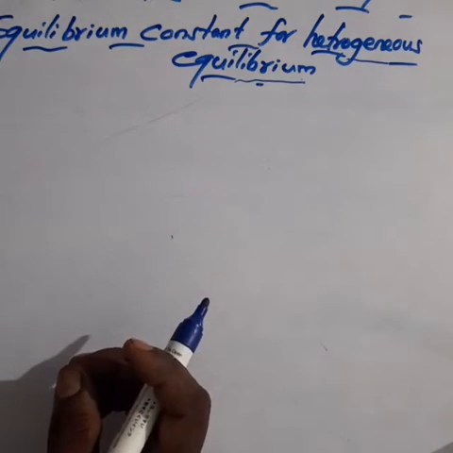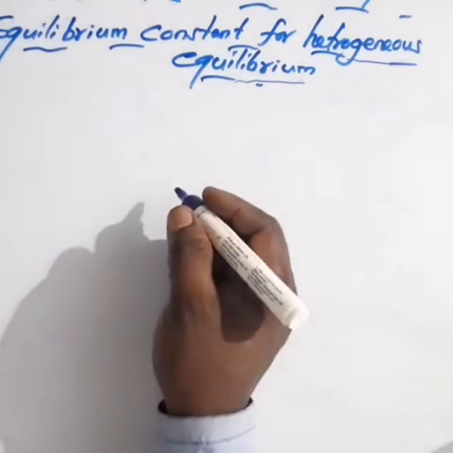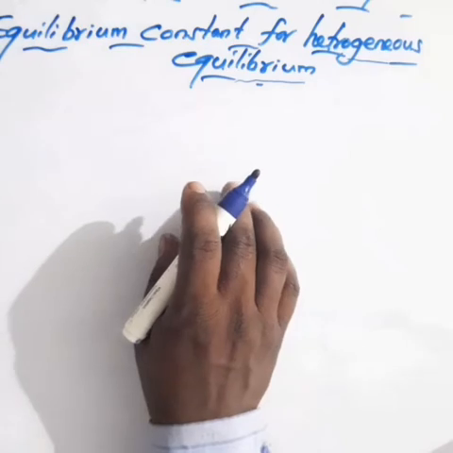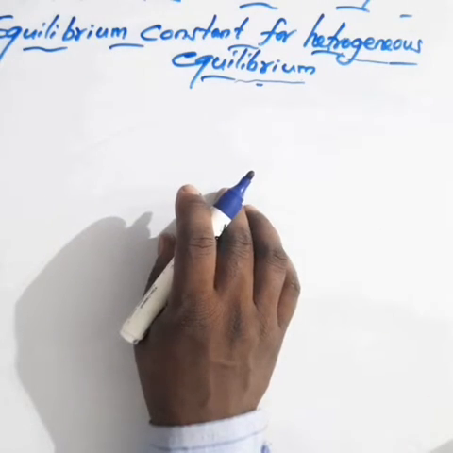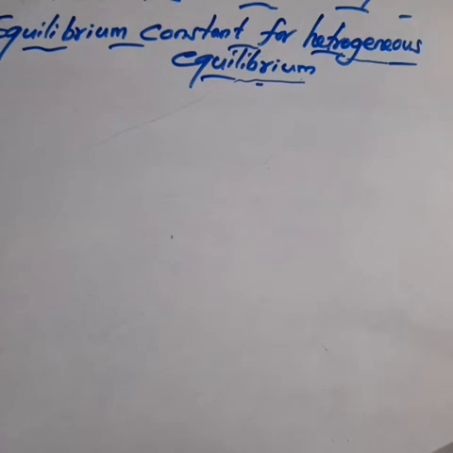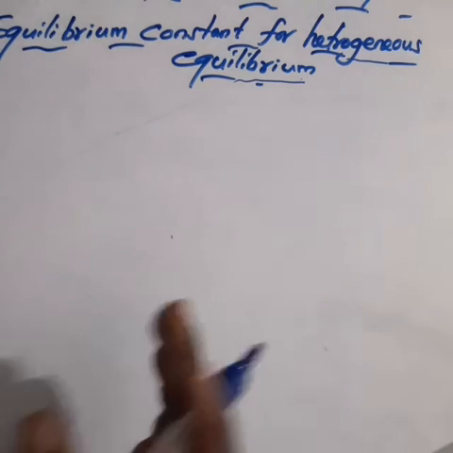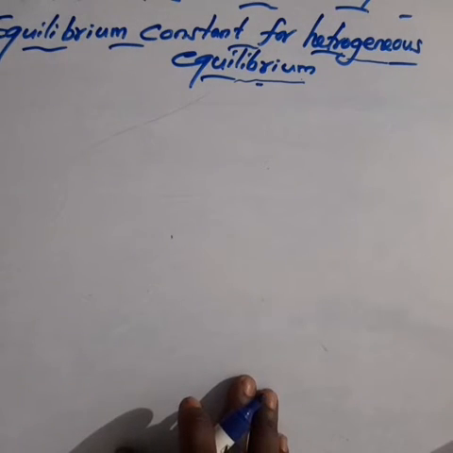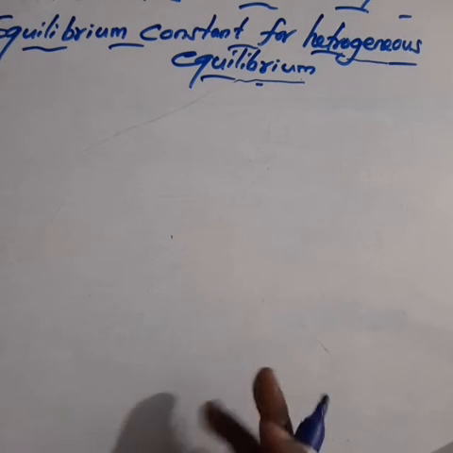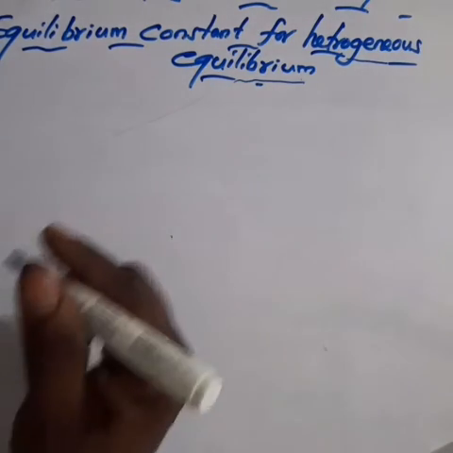The active mass, that is, when there is a concentration, the active mass of a pure liquid does not change at a given temperature. The active mass of a pure liquid does not change at a given temperature. That means the concentration terms of the pure liquid can also be excluded from the expression of the equilibrium constant.